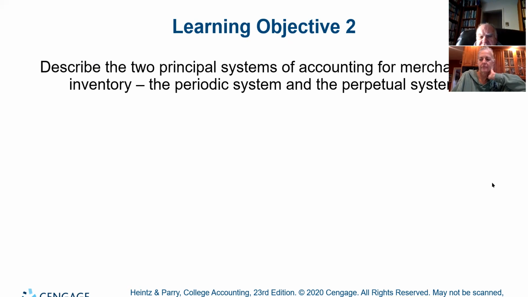Under the perpetual system, we know every second of every day exactly how much we have in our inventory of every item, because we're keeping track of it with every sale. Under the perpetual system, you have the same entry where you debit accounts receivable and credit sales, but you also have the second part of that entry, which is to record the cost of goods sold with a debit to cost of goods sold and a credit to merchandise inventory.